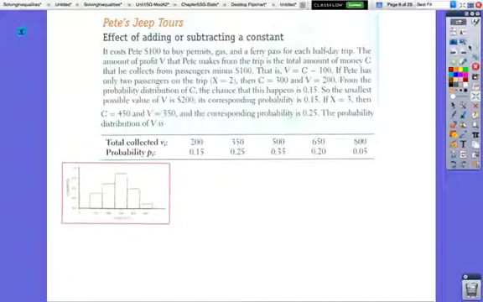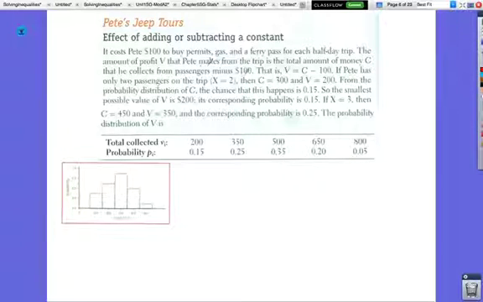So now we're going to look at the effect of adding or subtracting. It costs Pete $100 to buy gas, permits, and a ferry pass for a half-day trip. The amount of profit, V, that Pete makes from the trip is the total amount of money, C, that he collects from the passengers minus 100. So basically, the profit is the money collected, like revenue, minus the cost, which is 100.